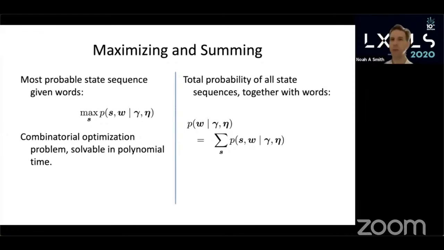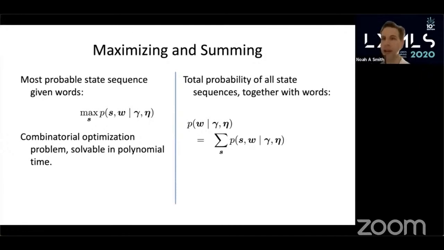Finding the most probable state sequence was kind of the same thing. We considered all possible joint probabilities of different S's with W, but instead of summing, we maximized. So we were optimizing, finding the single most probable sequence. We said that this was a combinatorial optimization problem and showed how to solve it in polynomial time. On the right, the problem we're trying to solve now isn't an optimization problem, it's a summation problem.